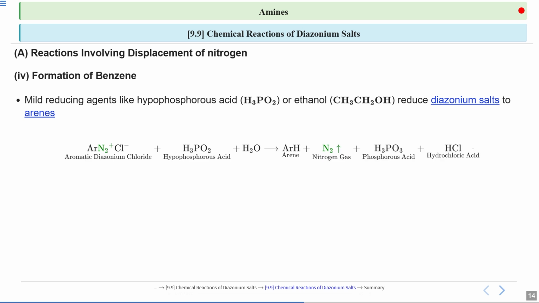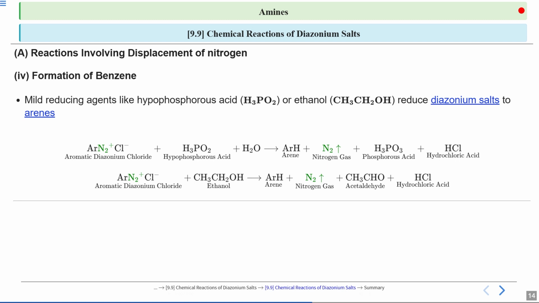Look at this reaction. Here aromatic diazonium chloride reacts with hypophosphorus acid, H3PO2, and water to produce benzene, an arene, that is ArH, and nitrogen gas, phosphorus acid and hydrochloric acid. The nitrogen gas is released, which is a sign that the nitrogen group is replaced, or displaced. This is a very useful reaction for converting diazonium salts directly into arenes like benzene.